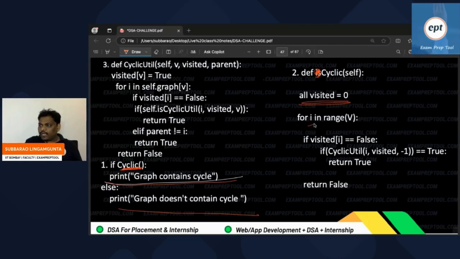Now he will take one of the vertices. Right? In all the vertices, one of the vertices he will take and start. Visited of that vertex is false or not, you will check. If not visited, then only visit. Visited of that vertex is false, yes. Then call the DFS algorithm. Right?